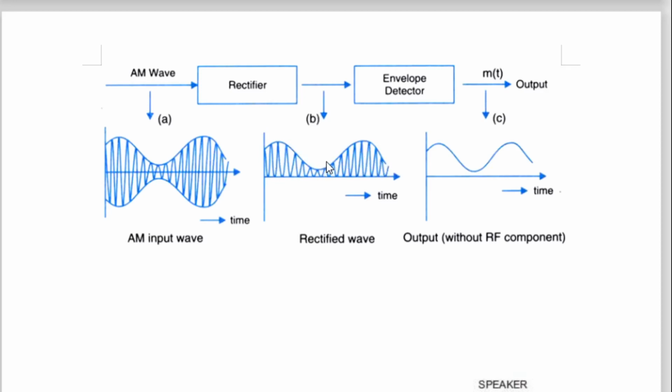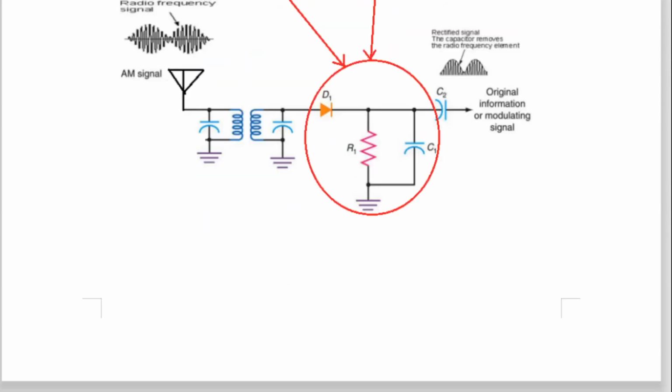Now you want to use one filter which will pass only lower frequencies to the output, and higher frequencies will be blocked or bypassed to the ground, and then you will get this information. And very simply, systematically it is done here.